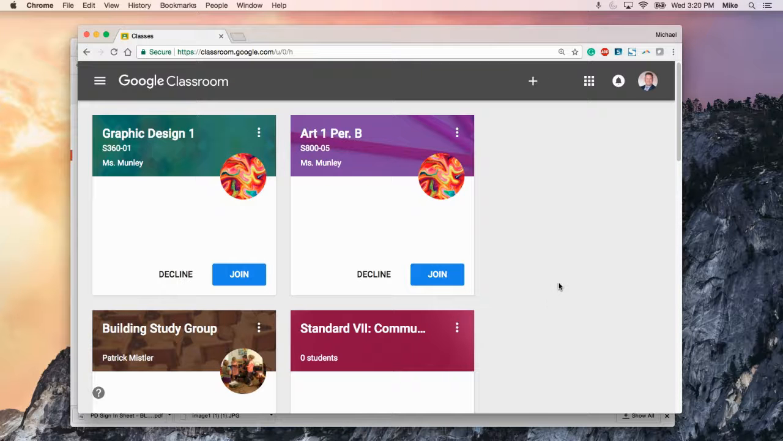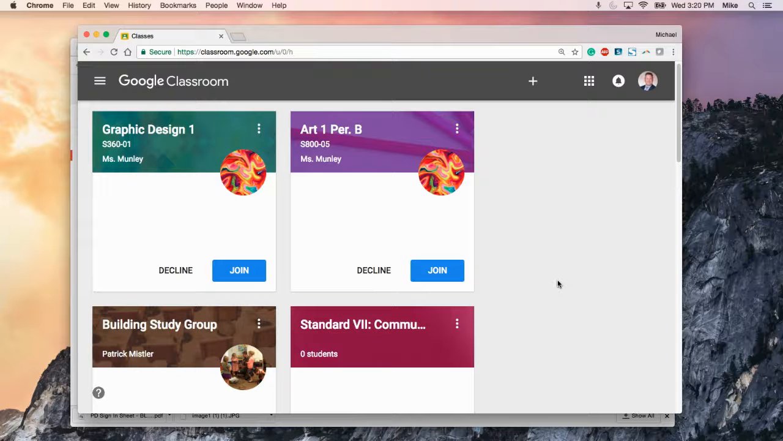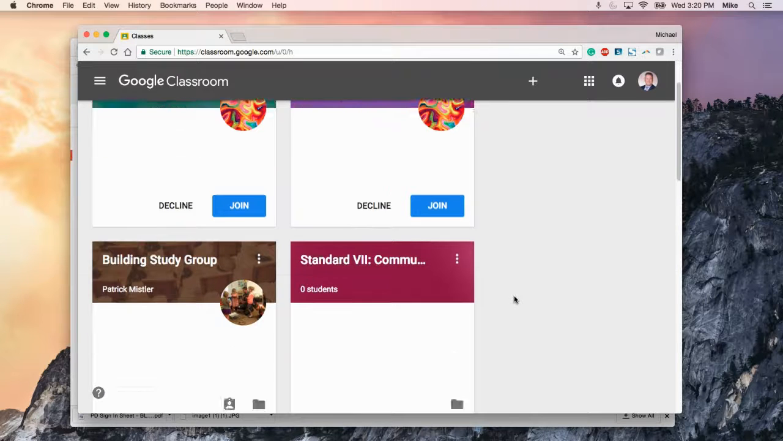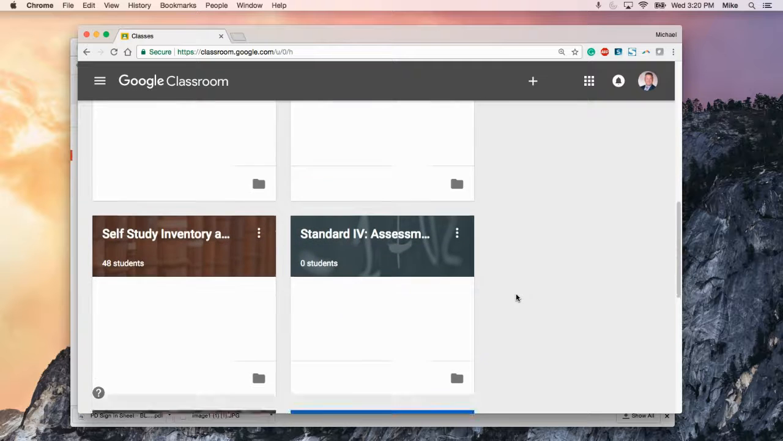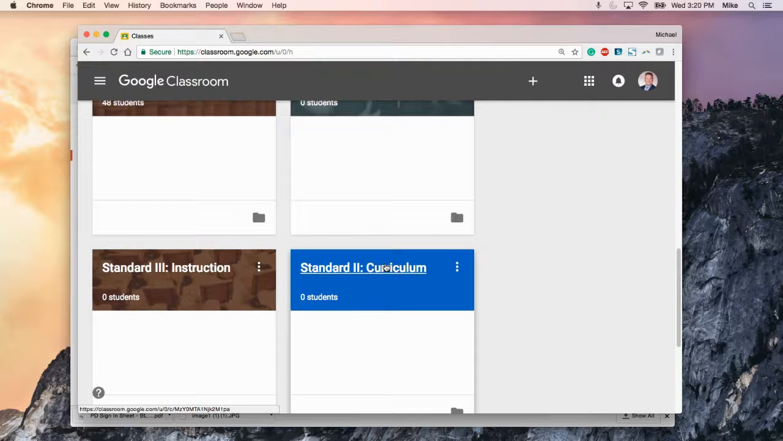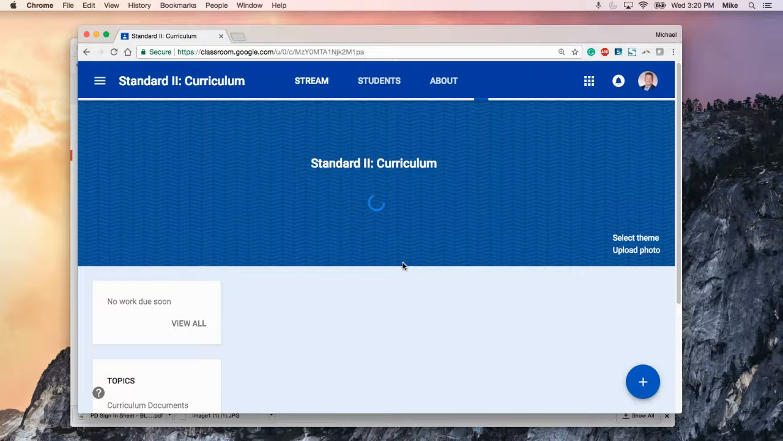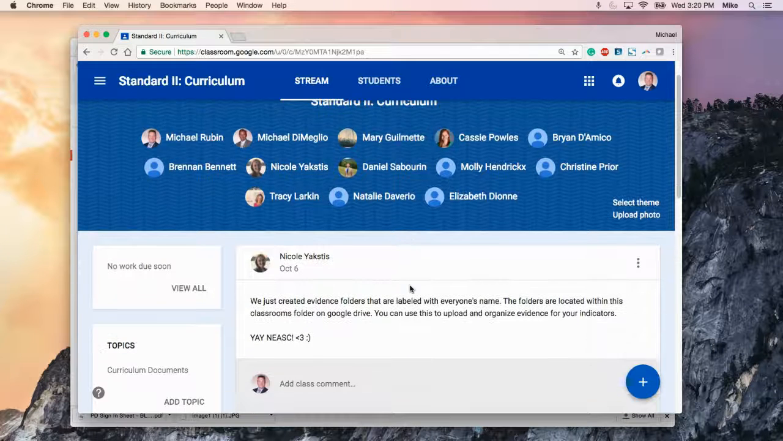Hi everyone, we're going to show you how to link some information into your self-study report and your working document, particularly if you're looking to gather in some evidence. Let's take a look first at which standard we're going to look at. Why don't we take a look at Standard 2 for curriculum.